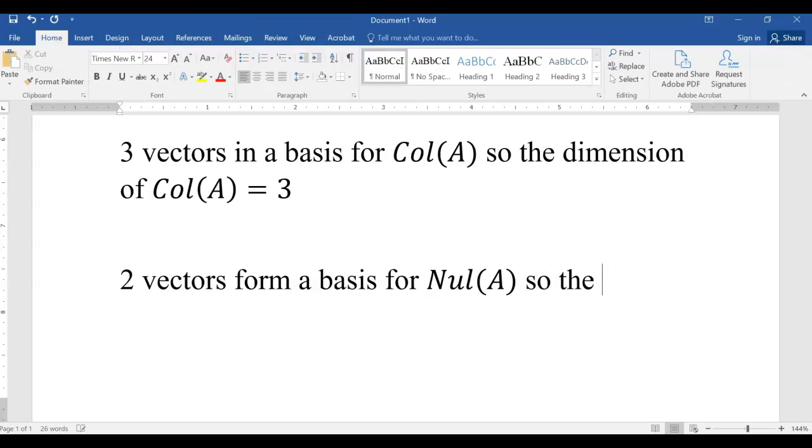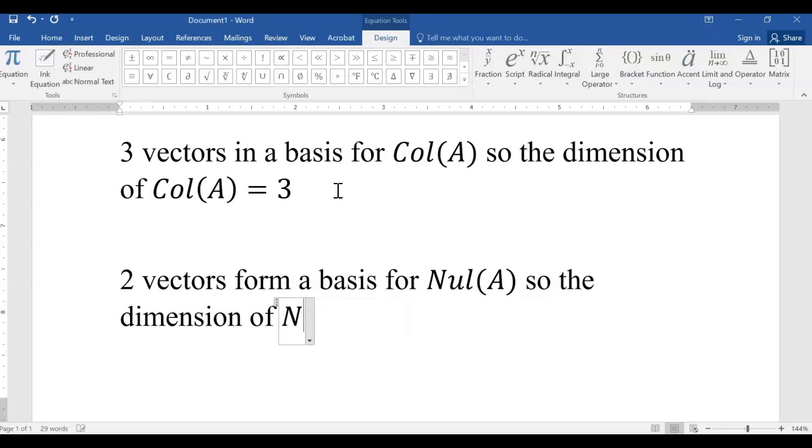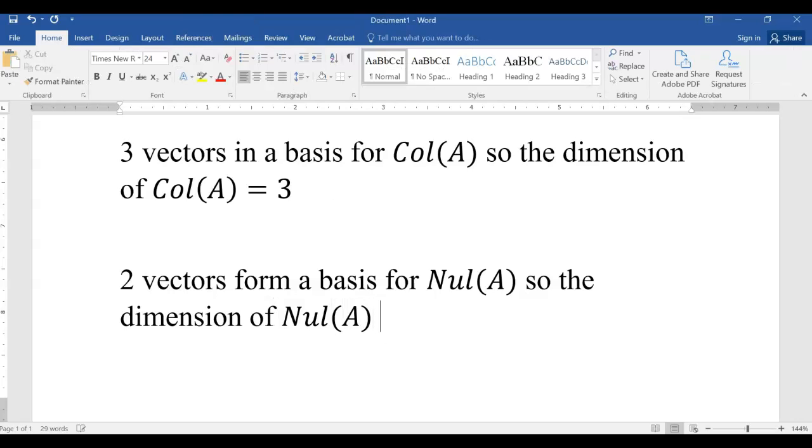So the dimension of the null space of A is 2. Actually, I'm going to write not equal to 3 because sometimes that gets confusing up here as well. The dimension of the column space is 3. The dimension of the null space is 2. All right.